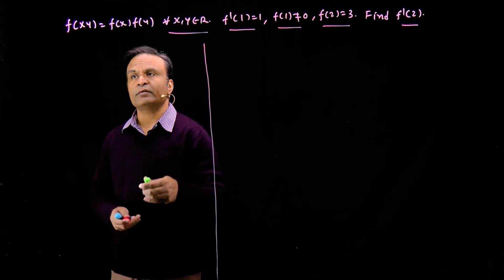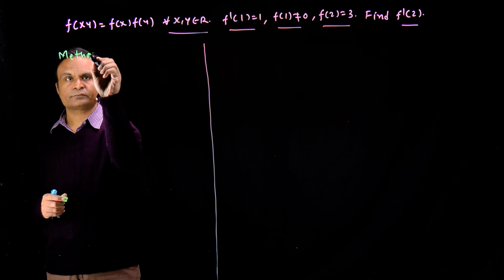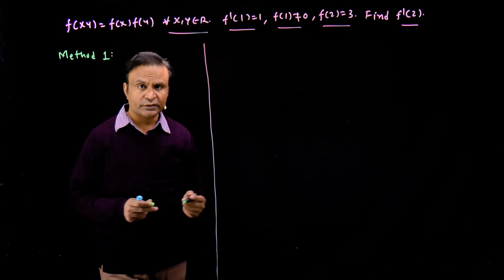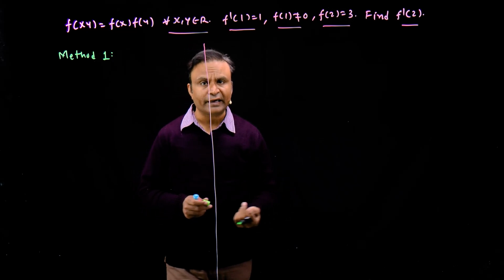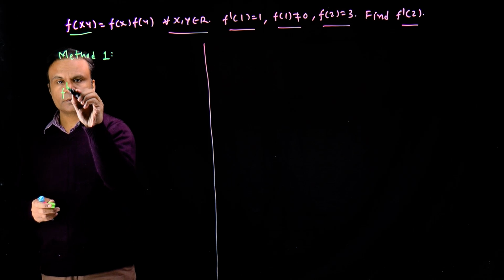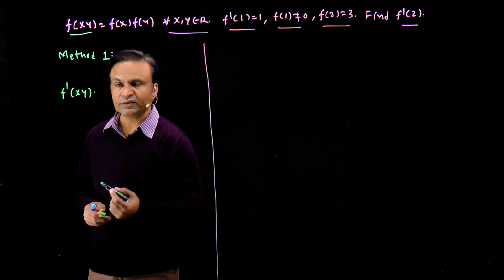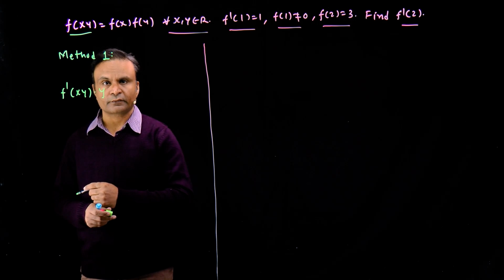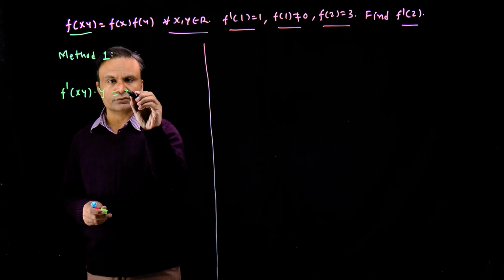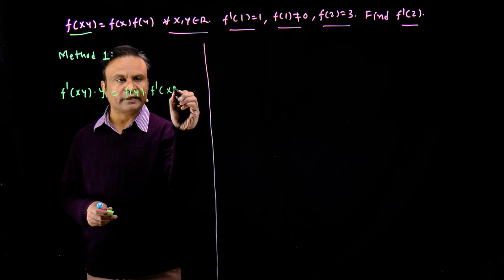Here we have method 1 using direct differentiation. I will differentiate this relation with respect to x, keeping y as constant. So what will be the derivative of this? This will be f dash xy multiplied by derivative of xy, that is y. This is equal to, now f of y is constant, so on RHS I have f of y multiplied by f dash x.